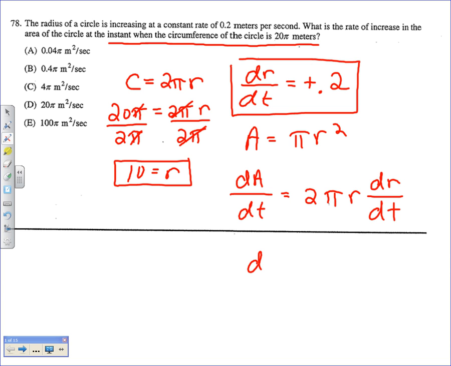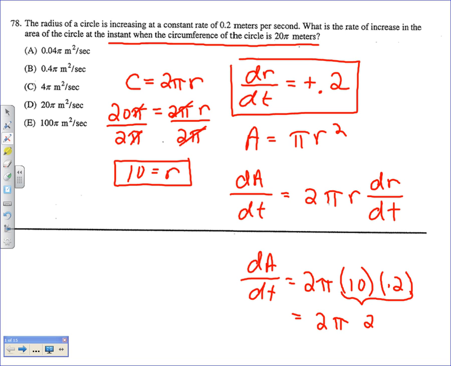So dA dt is equal to 2 pi times 10 times 0.2. Well, 0.2 of 10 is a 2, and 2 pi times 2 is equal to 4 pi. And so I come looking for the answer, and it seems to me that it's 4 pi square meters per second. Number 78.